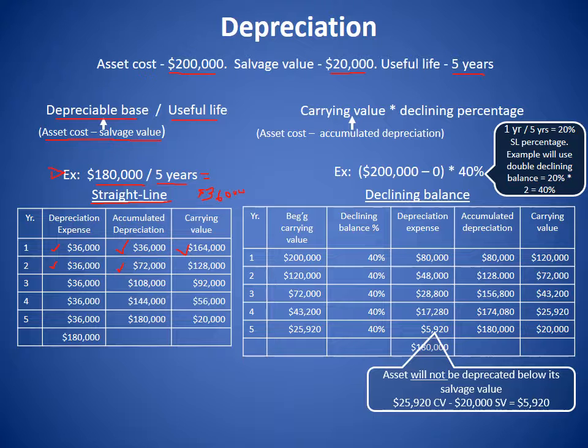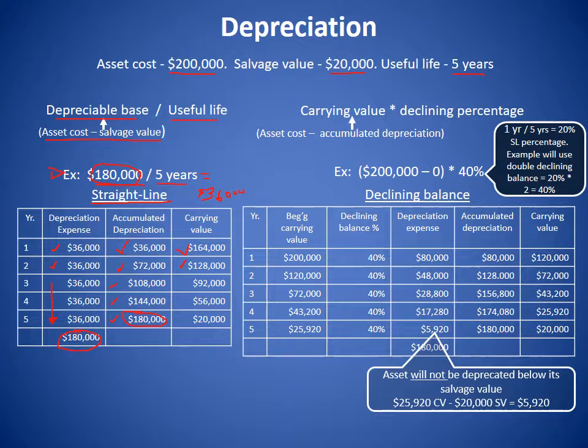$200,000 asset cost minus the accumulated depreciation of $72,000 gives us a carrying value now of $128,000. We can continue this process all the way through year 5, adding $36,000 of depreciation each year. And of course, at the end of 5 years, if we total all the depreciation up, it is going to equal the amount that we should have depreciated over the 5 years. And our accumulated depreciation, as we accumulated upon the previous year, is going to equal $180,000.